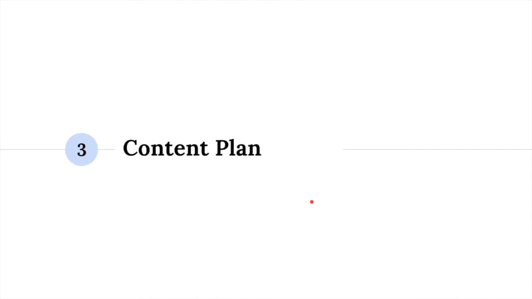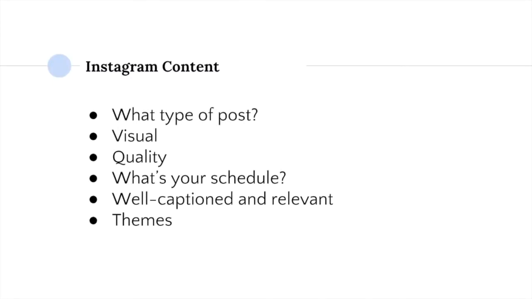Okay, let's talk about our content plan. So when we're planning for Instagram, you're still wanting to be strategic as you are with any other social media platform or any other content platform. So you want to be thinking of what type of post are you going to be publishing? Is it going to be a photo? Is it going to be a series of photos? Is it going to be a video? Are you going to update an Instagram story? So what type of post is that going to be? What is the actual visual that you're going to be posting?